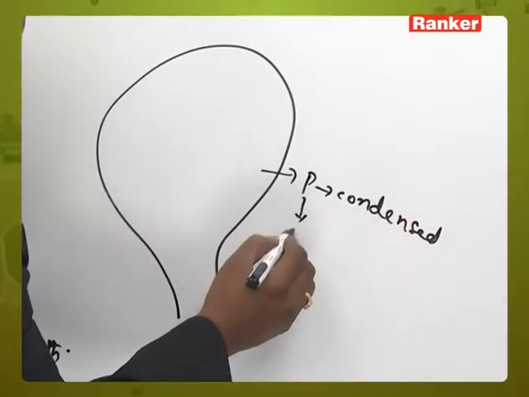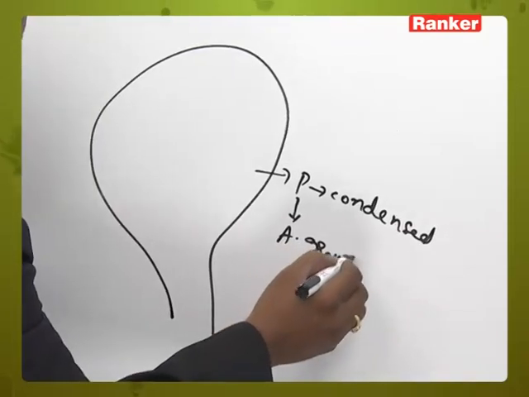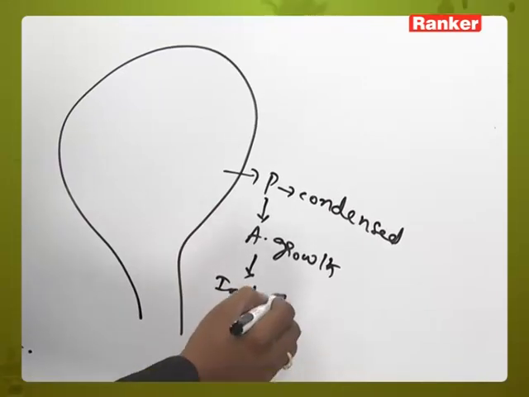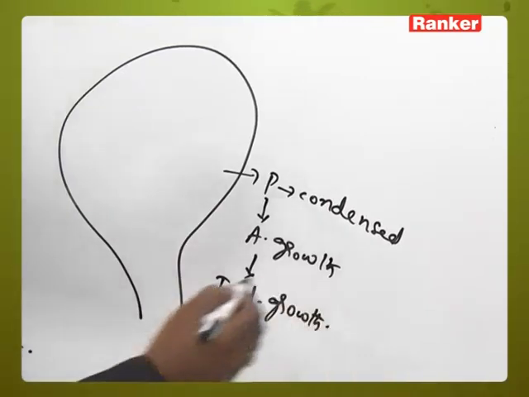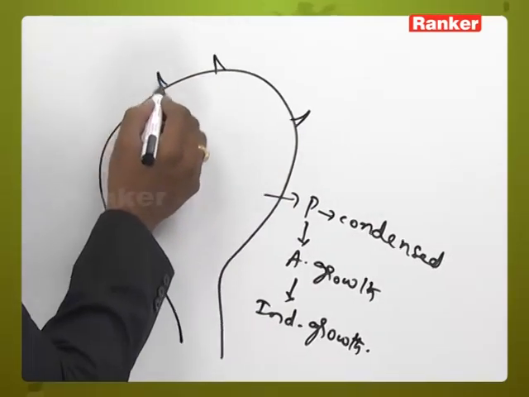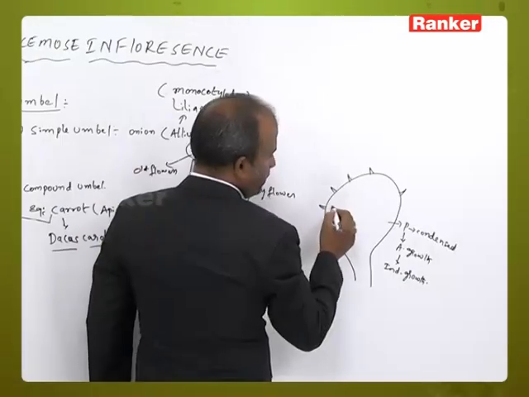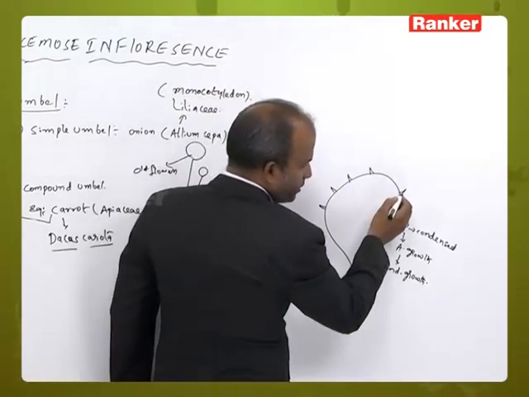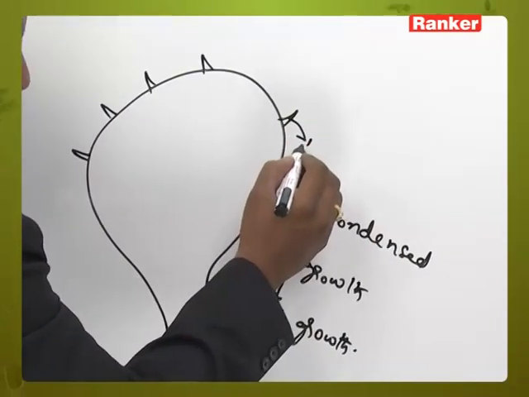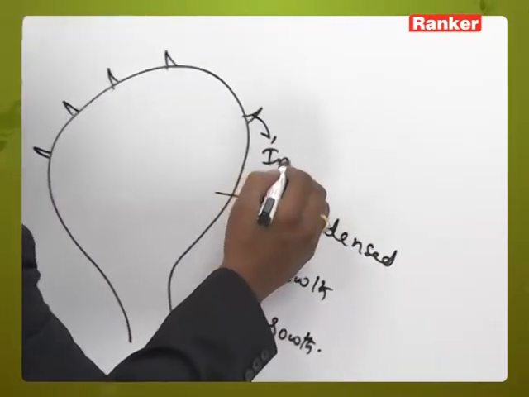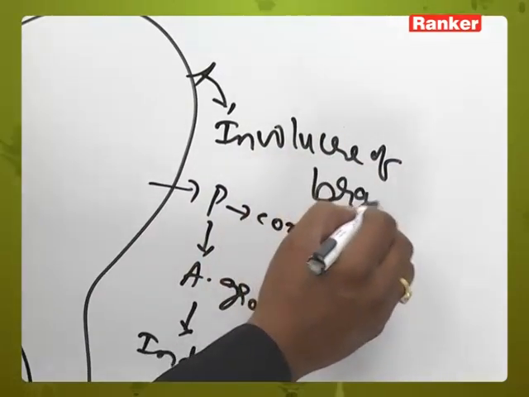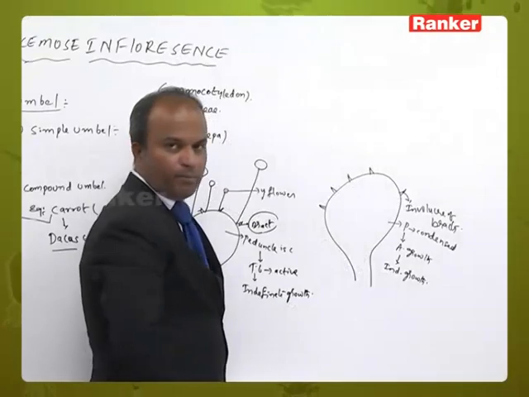That means this peduncle shows indefinite growth. On this condensed peduncle, numerous bracts are present. As these bracts are forming a whorl on this condensed peduncle, it is called an involucre of bracts.